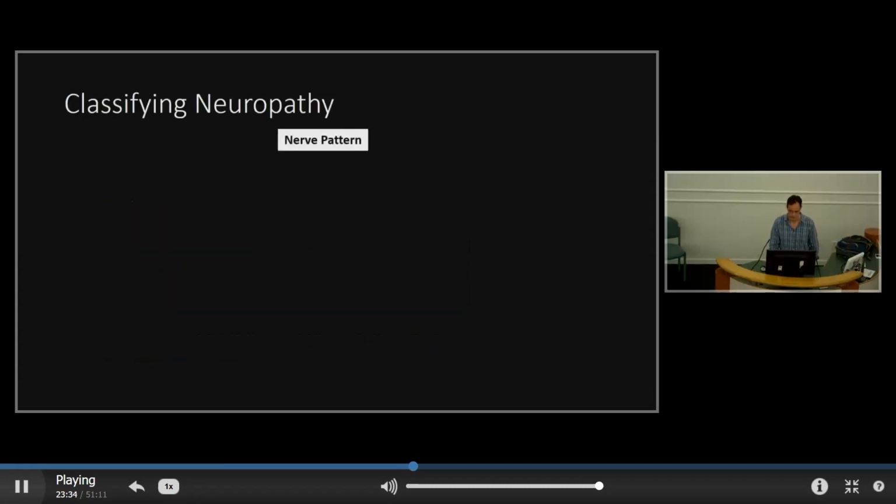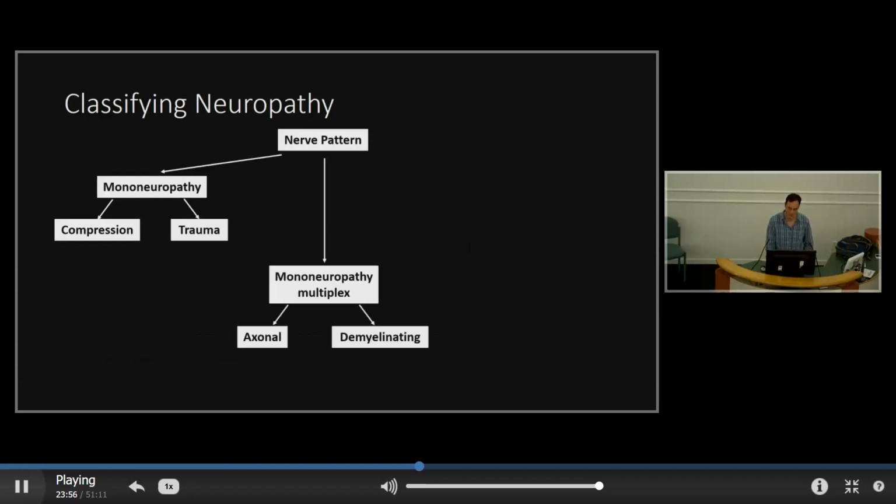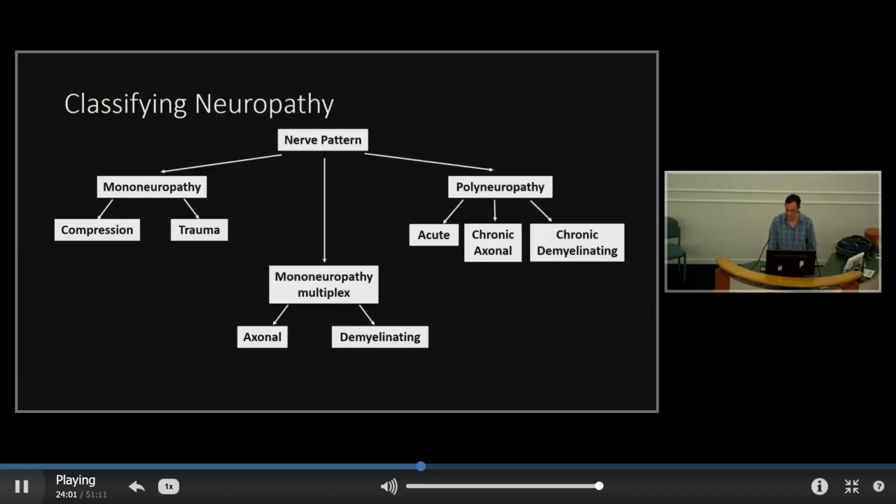Okay, so that's a whirlwind for nerve studies and EMG, and that's absolutely the extent of it you need to know, even for the basic physician trainees doing their exams. This is a very important slide, classifying the neuropathy. So you have some kind of neuropathy, and it's going to be either a mononeuropathy, which is due to compression or trauma, or it'll be this thing called a mononeuropathy multiplex, which is axonal or demyelinating, or it'll be a polyneuropathy, which is acute or chronic axonal or chronic demyelinating. This is what I find to be the best way to classify them. You'll see variations on this in books.